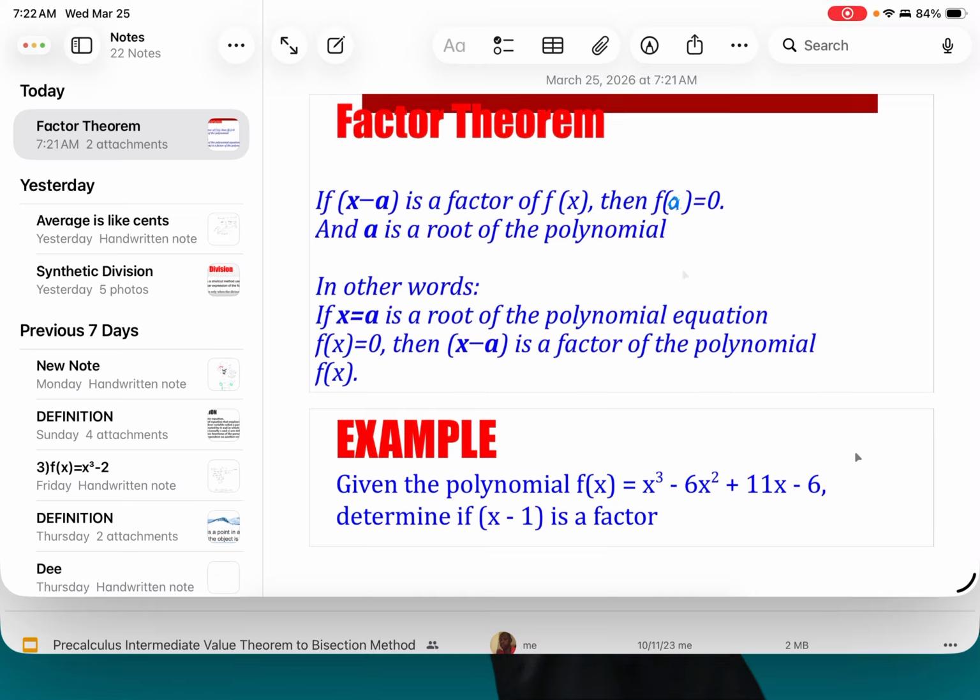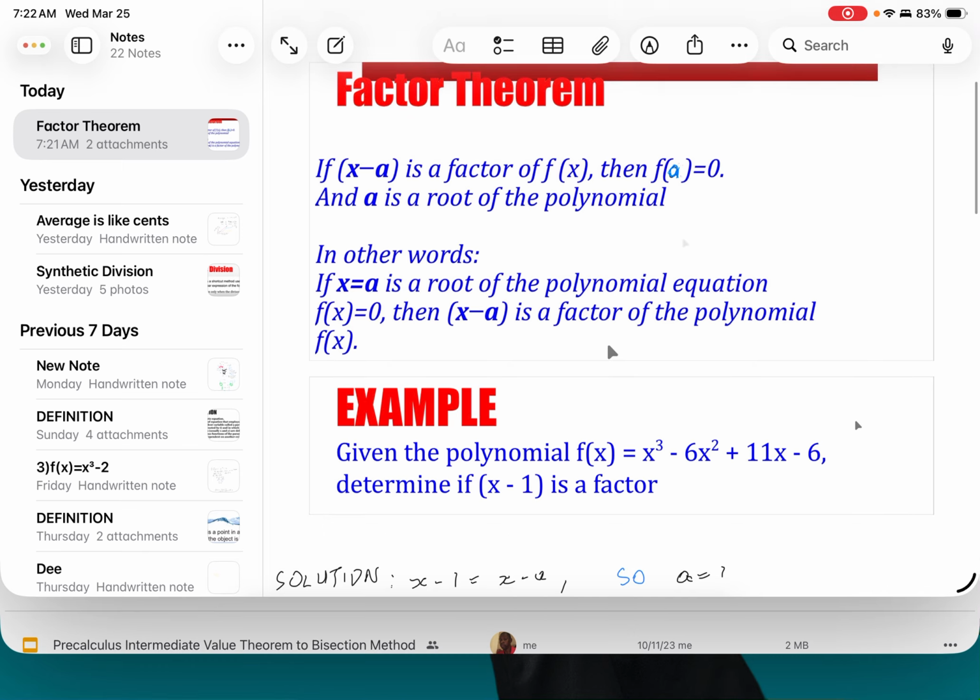Today we are talking about the factor theorem. The factor theorem says if x minus a is a factor of f of x, that's a polynomial function f of x, then f of a is equal to 0. So here we say a would be a root of the polynomial. In other words, if x equals a is a root of the polynomial function f, where f of x is equal to 0, so if you plug in some a here and get 0, then x minus a is a factor of the polynomial. All right, so let's look at an example.